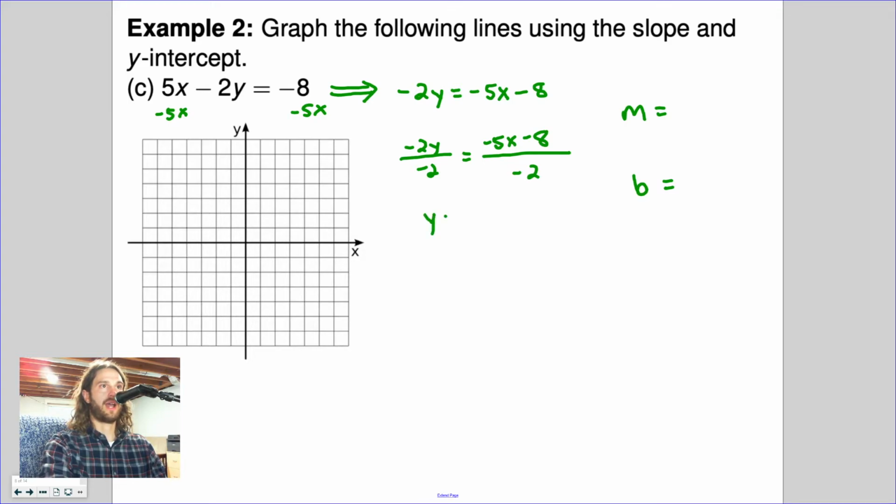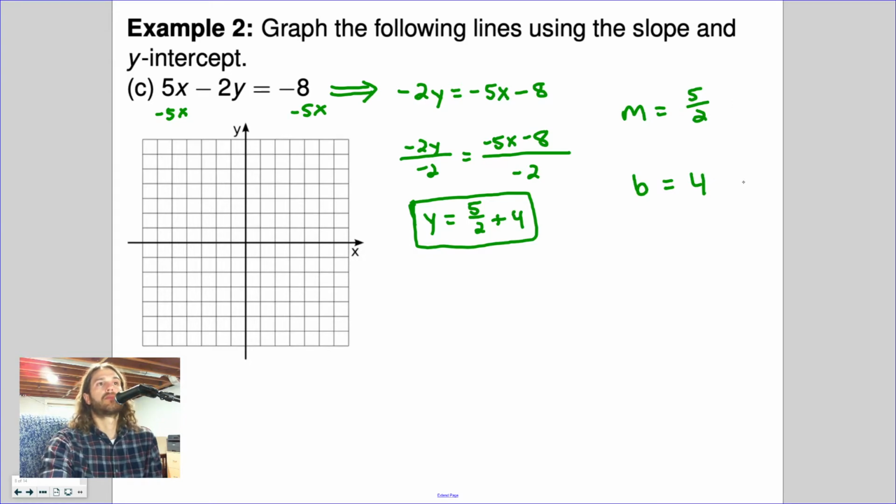That is y equals, so negative 2 divided by negative 2 is 1, coefficient of 1. Negative 5 divided by negative 2 is a positive 5 over 2, and negative 8 divided by negative 2 plus 4. Now that it's in slope-intercept form, it's so outstandingly beautiful, I can see my slope is 5 over 2. My y-intercept is 4. Okay, let's go ahead and graph this bad boy.